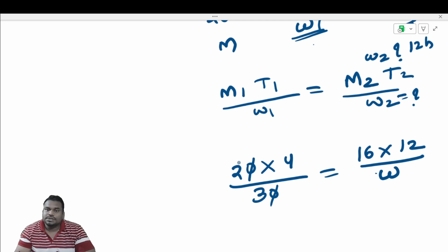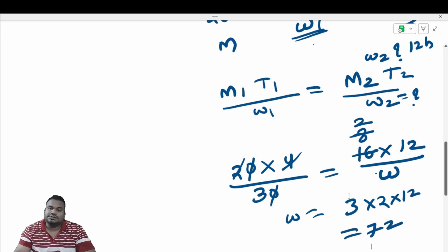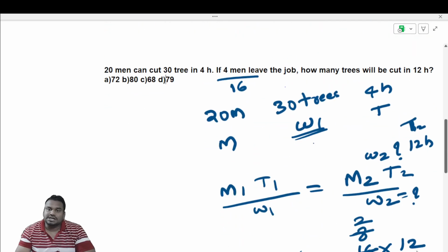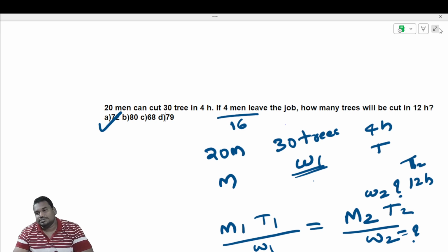Okay. 2 ones are 2, 2 eights are 4 ones are 4, 4 twos are. So then W is equals to 3 into 2 into 12. It is nothing but 72. 72 trees they can cut if they work 12 hours a day. How many people? 16 people. So this is the answer. 72 is the answer.